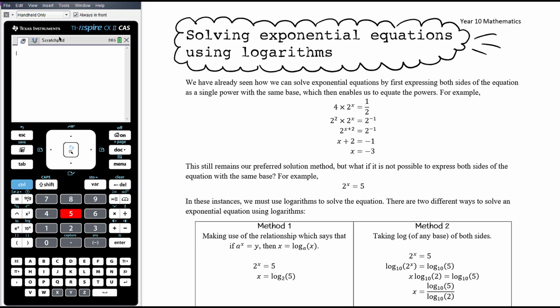Okay, so this is the final video in our logarithms topic, and here we want to look at returning to exponential equations, which we looked at at the beginning of the topic, but now looking at how we can utilize logarithms to help us solve exponential equations.